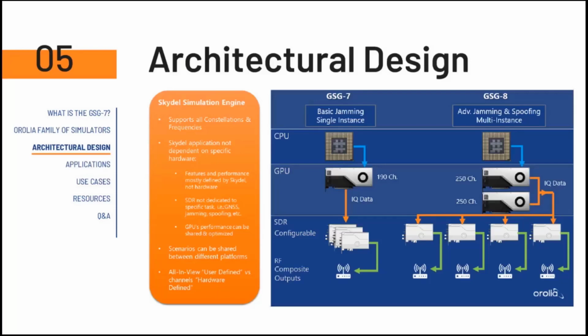On the GSG-8, there is a bit more flexibility with up to 2 graphic cards. We can also generate all the GNSS constellations and signals, plus jamming and spoofing scenarios or signals. And the radios are not combined, to give more flexibility to the user, for example, selecting some radios for jamming and spoofing, and other radios for the GNSS signals.